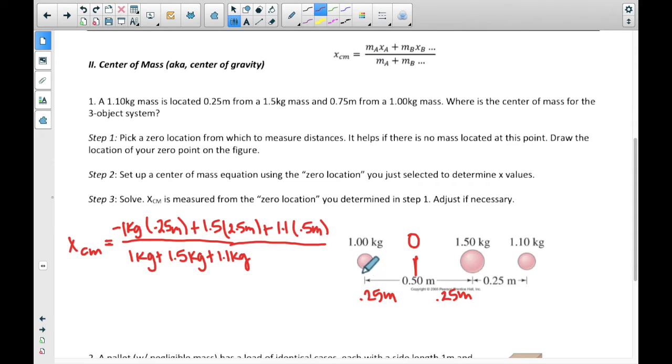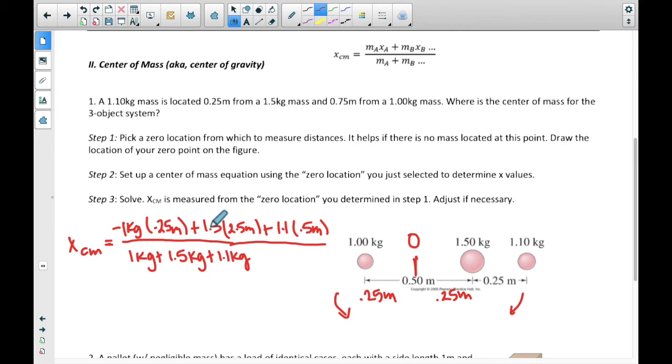Because torque-wise, this one's going to be pulling this way, and these are going to be pulling this way. So this one I'm going to say is negative. It's on the left-hand side, so that's going to be my negative. Keep in mind that you're going to have different sides of the zero, like different sides of your number line, so you need to have some negatives in there.